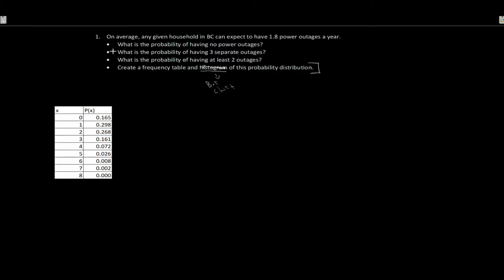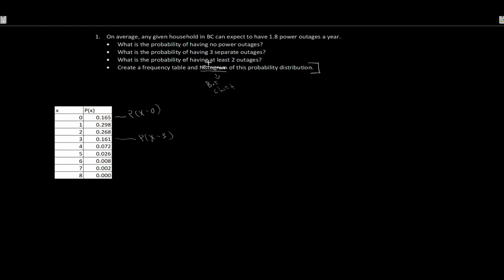So okay, from here, we're just going to reach out. What is the probability of having no power outages? Well, probability of x equals 0, that's going to be 16.5%. Probability we have 3 power outages? Well, that's probability that x equals 3, so that's 16.1%.